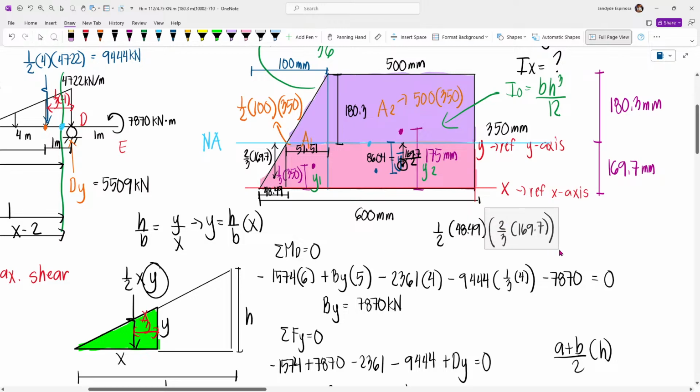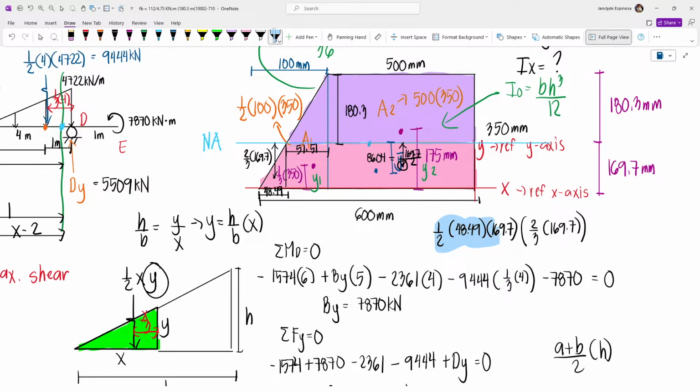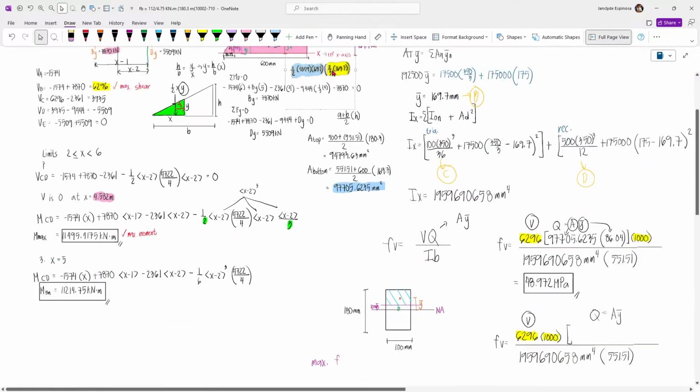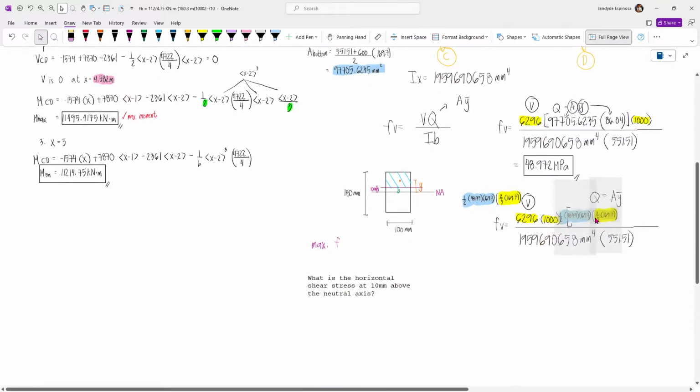By the way, area is 1/2 times base times height, 169.7. Area, and then 2/3 times 169.7 is the barred Y. So, I will just move this. This is for the triangle.